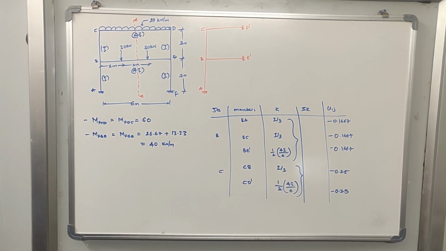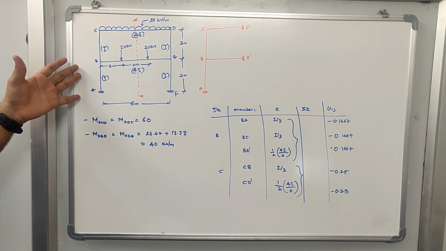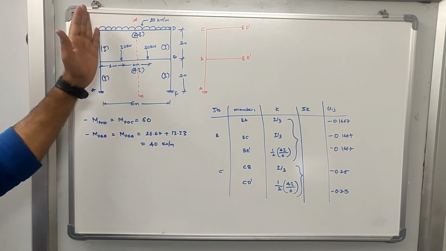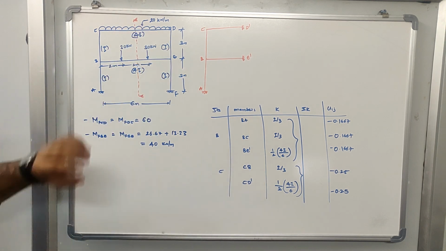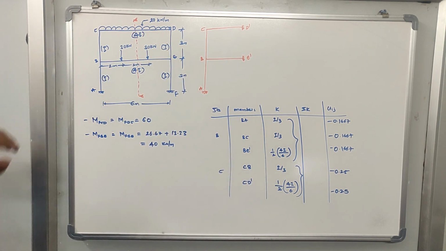I told you there are conditions from which you can determine whether the frame is going to sway or not. The first condition is to observe whether there is a horizontal force. As you can see, if you observe both the stories, there is no horizontal force being applied on this frame. So there is no sway according to the first condition.